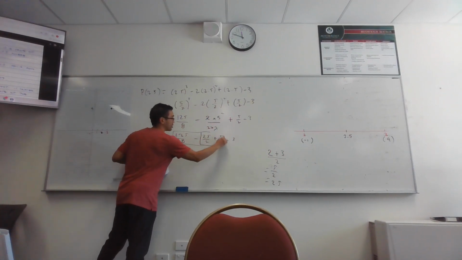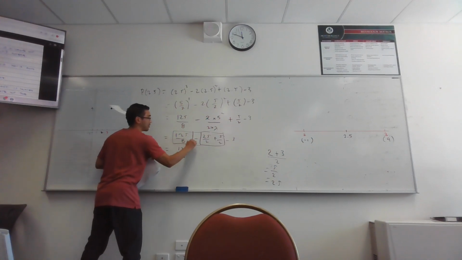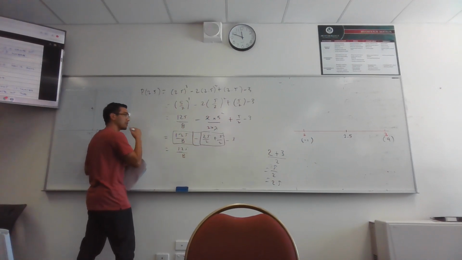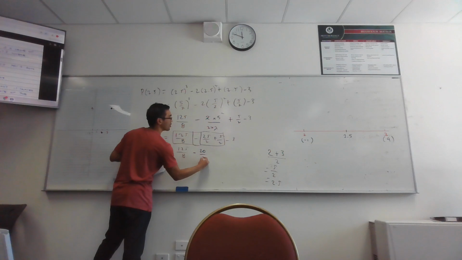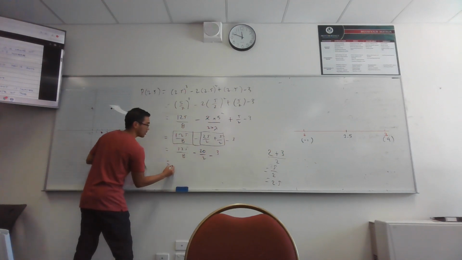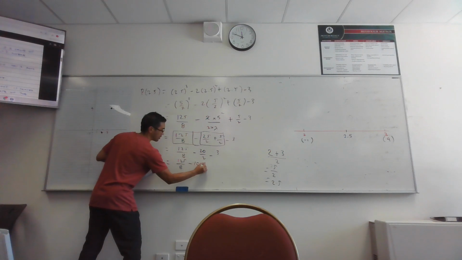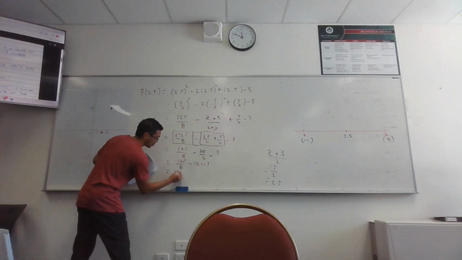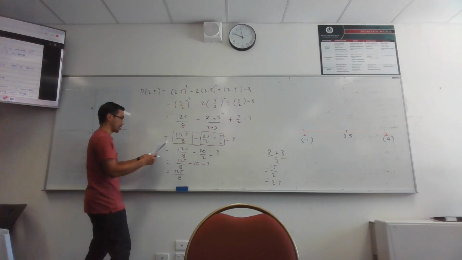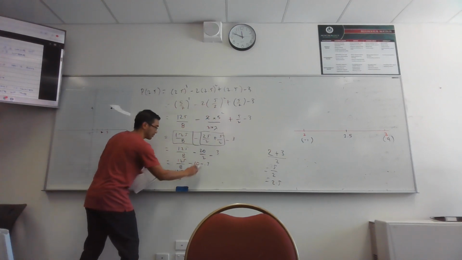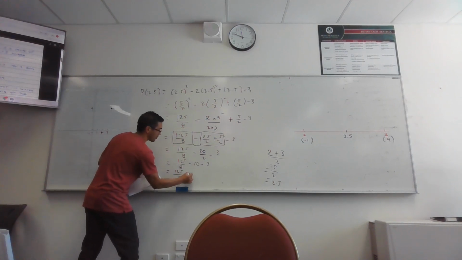What are these going to change into? Don't forget the negative. Minus 20 on 2 minus 3. Okay. 125 on 8 minus 10 minus 3. Try and do as much working out as you can to avoid making any mistakes, like I just did here. Minus 13.